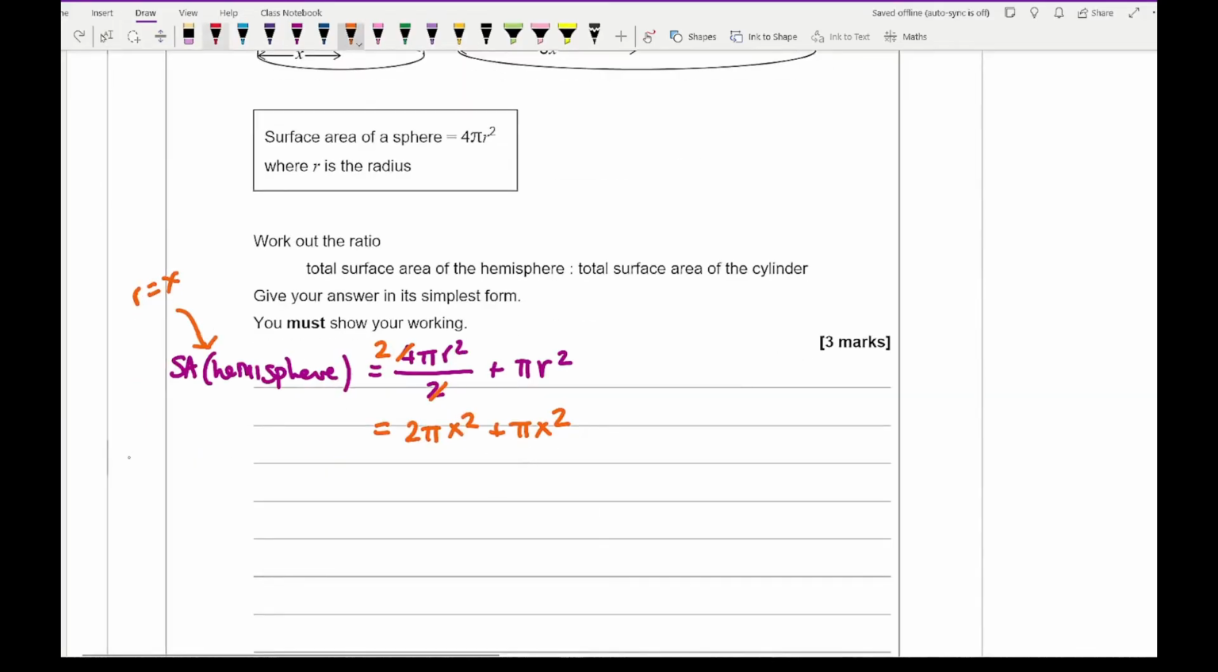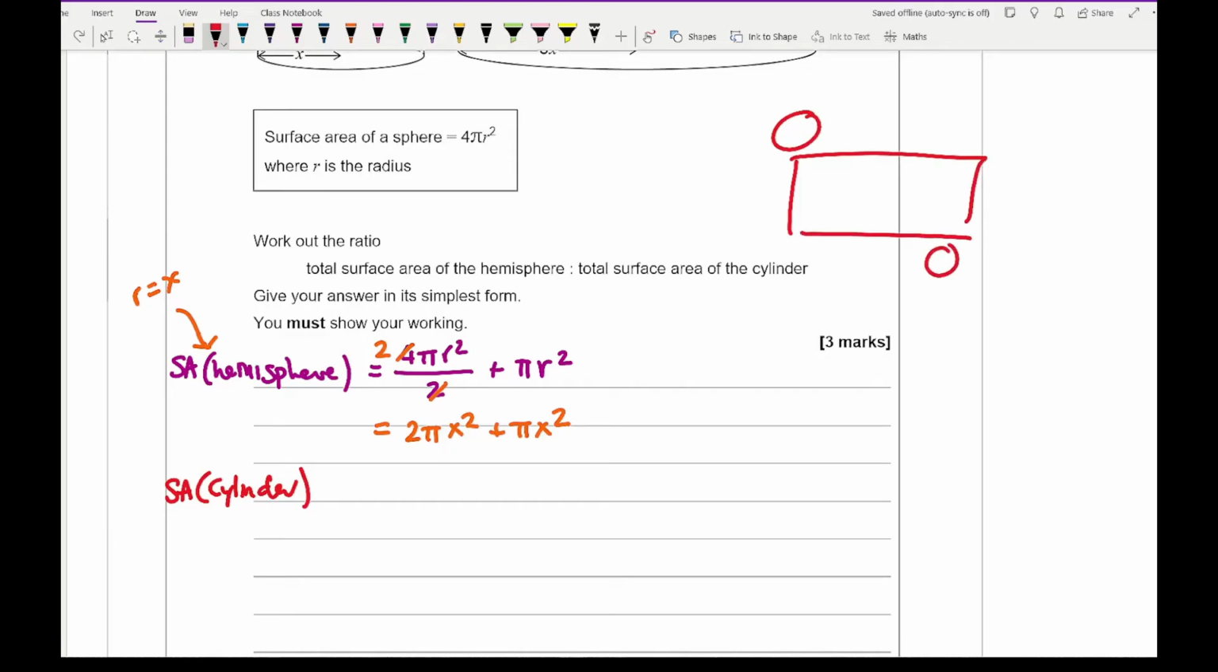Then I need to work out the surface area of the cylinder. Now if you think about the surface area of a cylinder, it looks like two circles and a rectangle. Now we know that the area of the circle is pi r squared. And the length of the rectangle is 2 pi r, and it says that the height of the cylinder is x. So then the total surface area of the cylinder is going to be 2 lots of pi r squared plus 2 pi r times x.